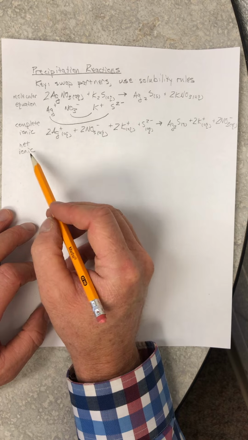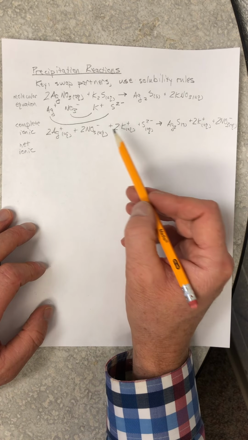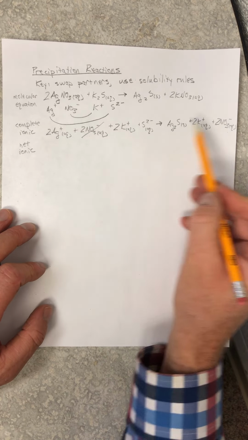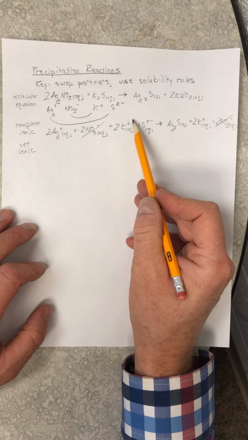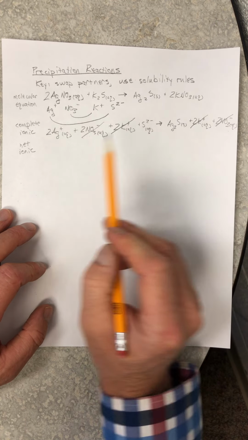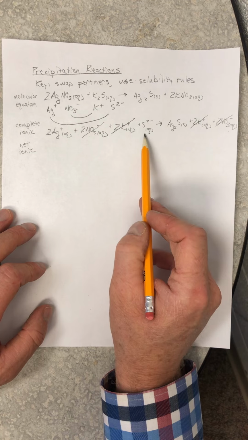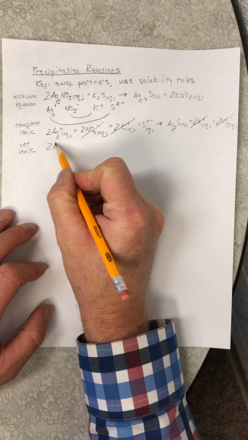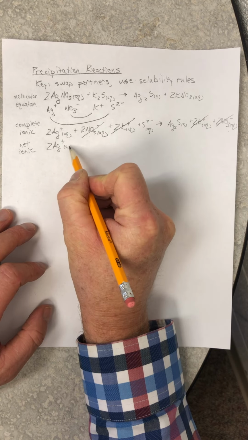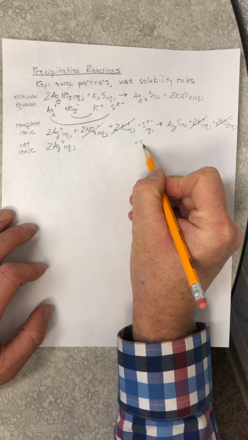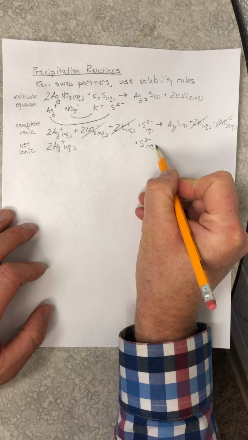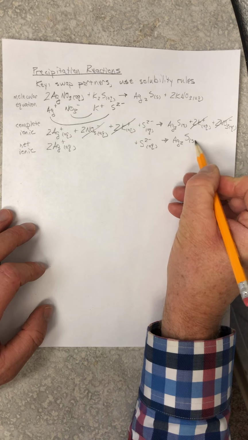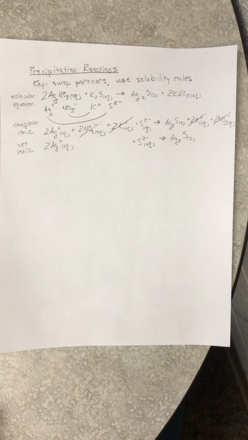So to get from the complete ionic to the net ionic, you simply cross off what's common to both sides. So here we have two nitrates on both sides, so those go. We have two potassiums on both sides, so those go. But the silver and the sulfide get together to make the silver sulfide. So your net ionic will just have that. Two silvers and a sulfide make the silver sulfide. And that's that for precipitation reactions.